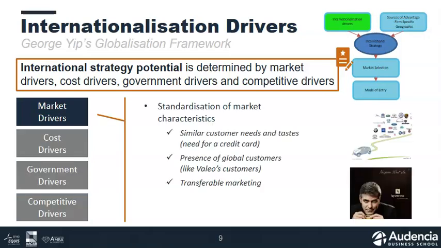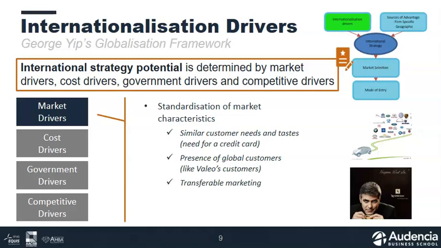The first would be market drivers. In some cases, we have a standardization of market characteristics. We have, for example, similar customer needs and tastes. More and more, we see customers using consumer credit. And so the need for credit cards is something we see globally. If you're a credit card company, you're going to see an increased global demand for credit cards. Then there is the presence of global customers.